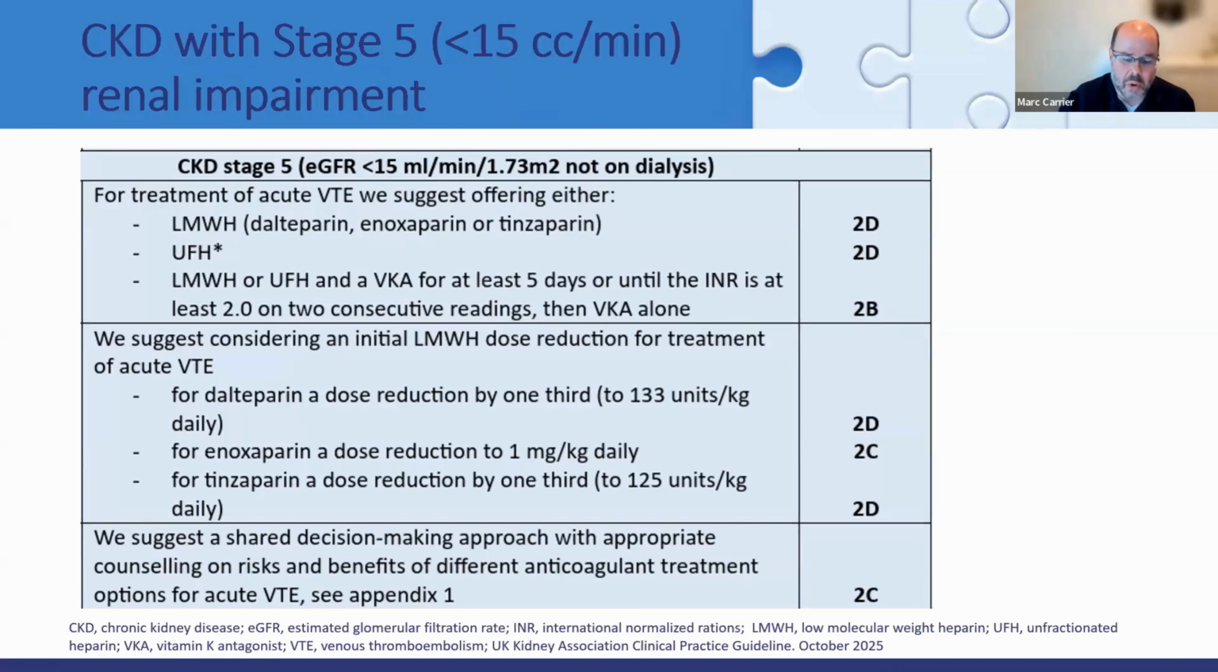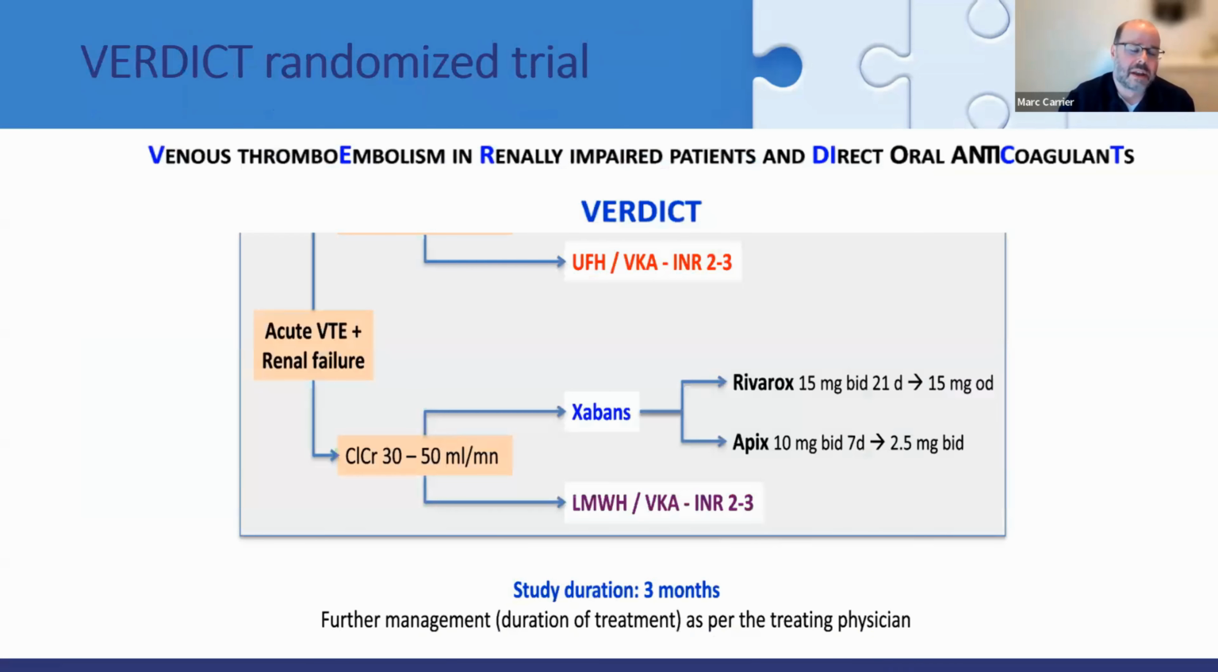And unfortunately, we'll never know what is the right thing to do. So the French had the VERDICT trial, where patients with acute VTE and renal failure, not the type of renal failure we're talking about, but those that had moderate to severe renal dysfunction, were randomized to low molecular weight heparin, a vitamin K antagonist, or rivaroxaban or apixaban. And they were looking at different dosing of apixaban and rivaroxaban, with slight dose reduction. That's why I've included it as one of the potential options. And that may become handy for the occasional patient as well.